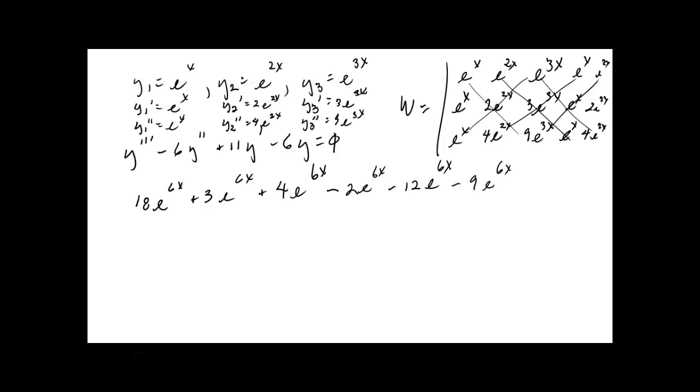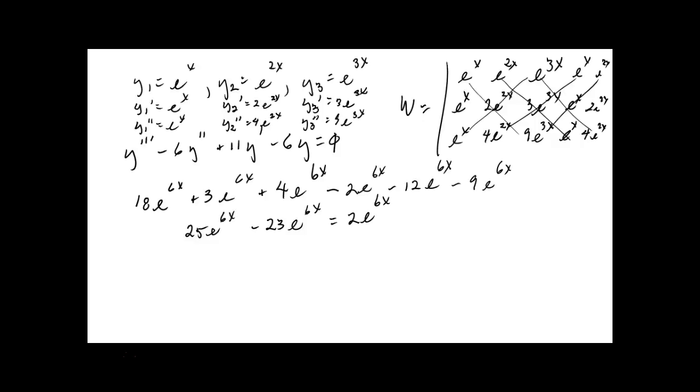All right, we got 3 positives, 3 negatives. Let's add the positives together. That's 7 and 18 or 25 e to the 6x. Let's add the negatives together. That's a minus 21 with 2 more is minus 23 e to the 6x. And that is 2 e to the 6x. But the important thing is what? It's not 0. It's not 0.